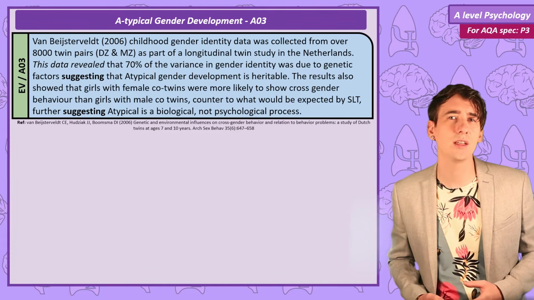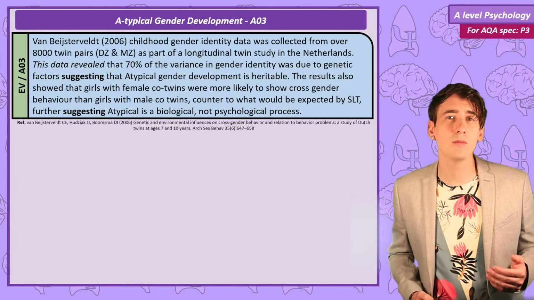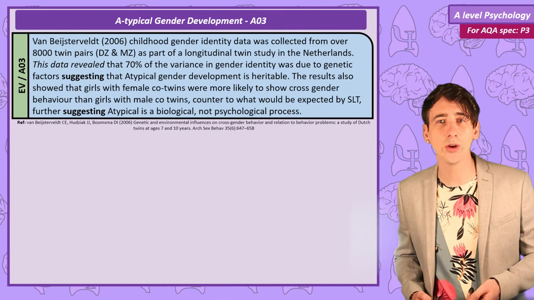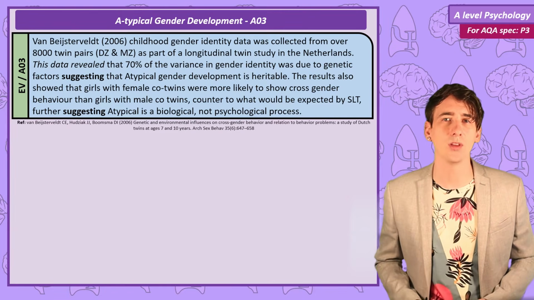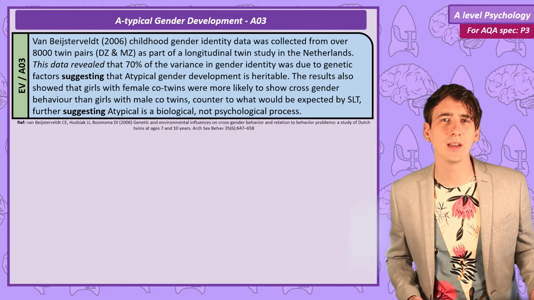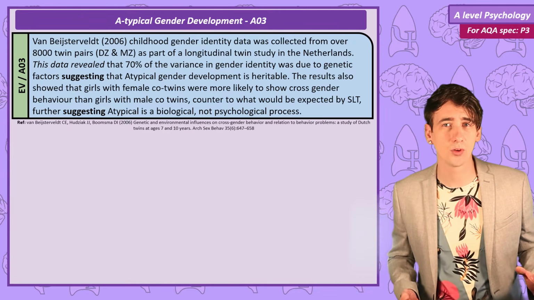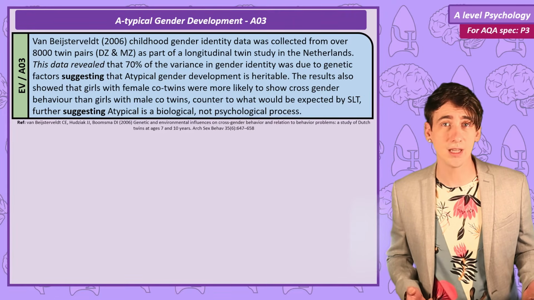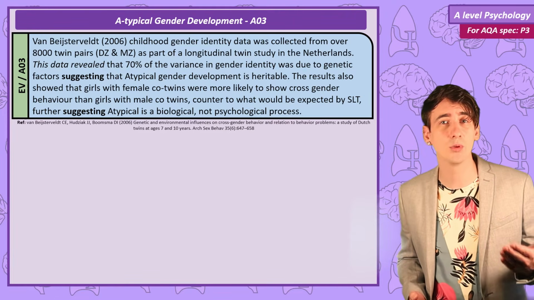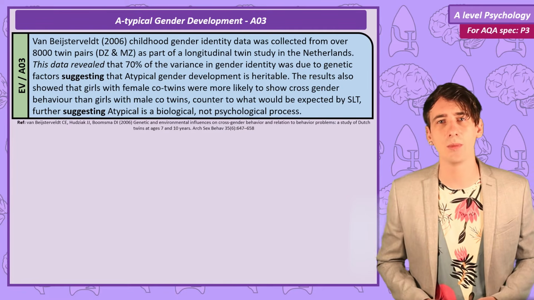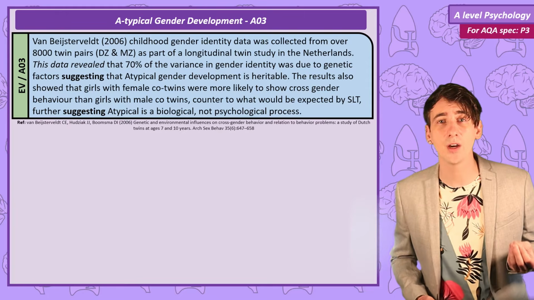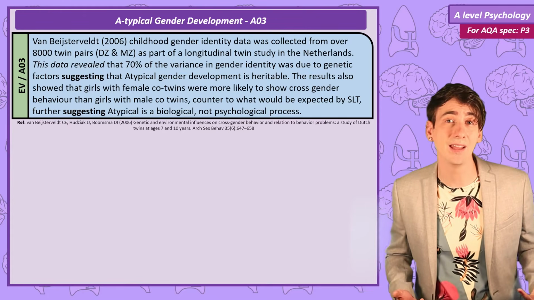A really interesting additional finding of the study was females with a female co-twin were more likely than females with a male co-twin to show cross-gender behaviour. And if you think about this finding, it's completely the opposite from what you'd expect from social learning theory. Social learning theory would predict that the girls should have used their twin brothers as models for cross-gendered behaviour. So you could use this study as a critical evaluation of social learning theory's explanation of gender development and atypical gender development.